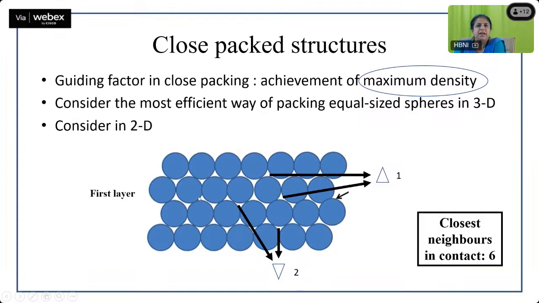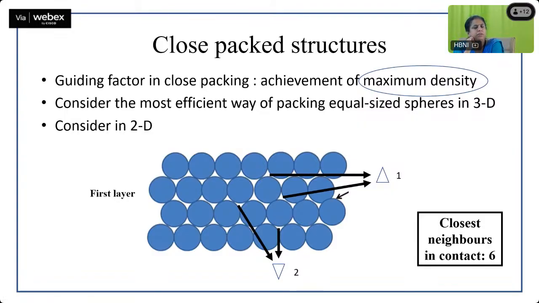This is the first line. Then in between the groove, you will place the second line, and then in between their groove, you will place the third line, and so on. Okay. So what are the closest neighbors in contact here? If you concentrate on any one atom, you can see that it is surrounded by 6 neighbors. Okay. So in 2 dimensions, whenever you want to have maximum density, the maximum coordination number you will get is 6.